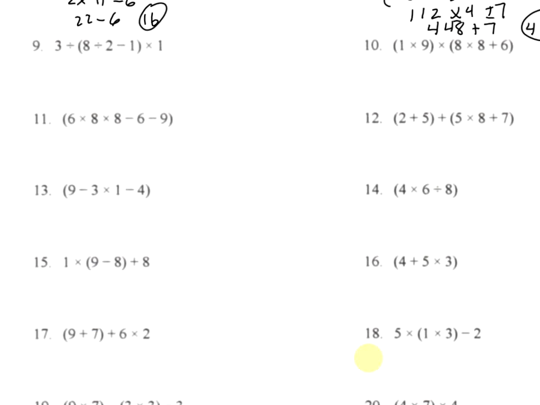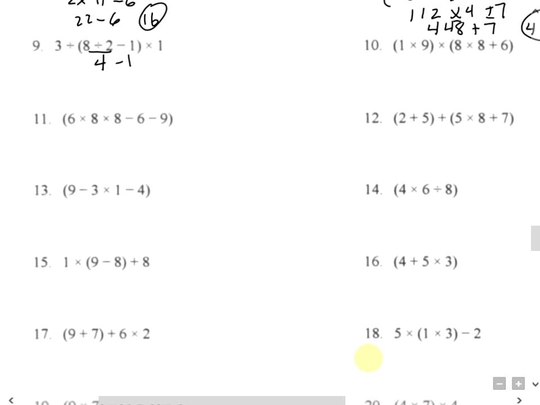All right. Let's look at number 9. What do I do first in number 9? Parentheses. Okay, but what in the parentheses do I do first? Division. So I'm going to do 8 divided by 2. What is 8 divided by 2? No, 8 divided by 2, not multiplied by 2. 4. So 8 divided by 2 is 4 minus 1.